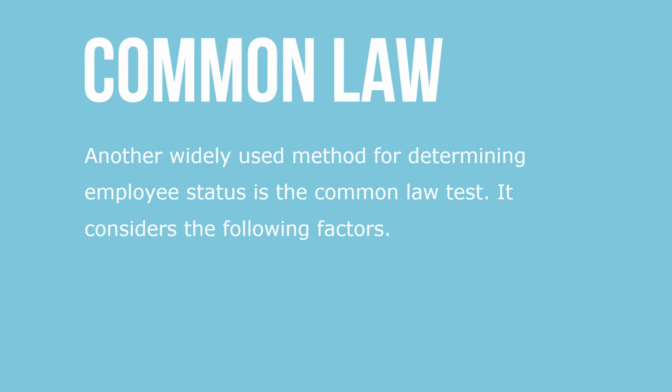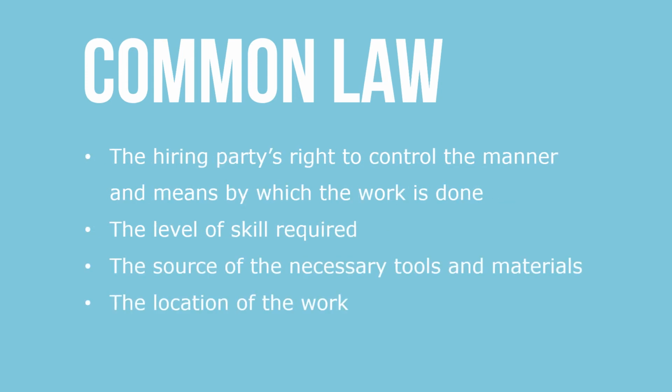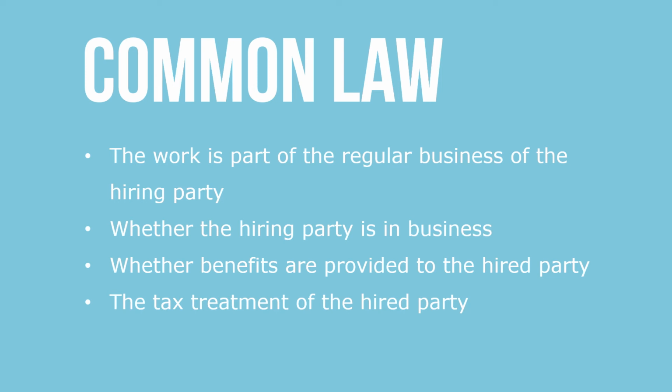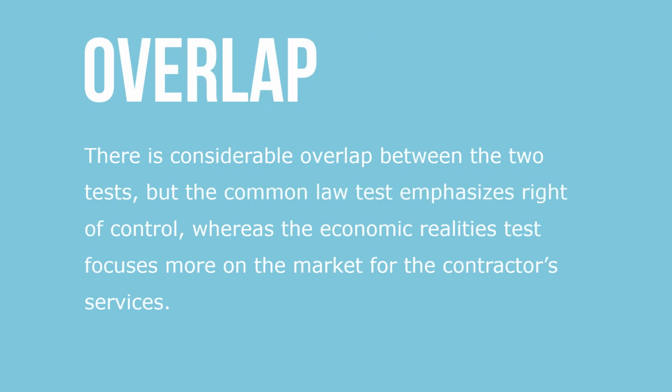It considers the following factors: the hiring party's right to control the manner and means by which the work is done, the level of skill required, the source of necessary tools and materials, the location of work, the duration of work, the right to assign additional projects, the discretion over when and how long to work, the method of payment, and the role in hiring and pay and assistance. In addition, the work needs to be part of the regular business of the hiring party, whether the hiring party is in business in general, whether benefits are provided to the hired party, and the tax treatment of the hired party as well. There is considerable overlap between the two tests, but the common law test emphasizes right of control, whereas the economic realities test focuses more on the market for contractor services.